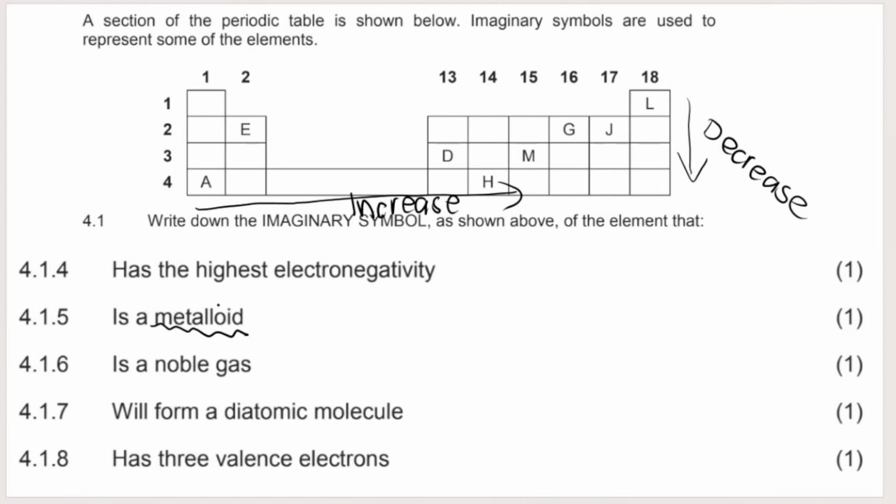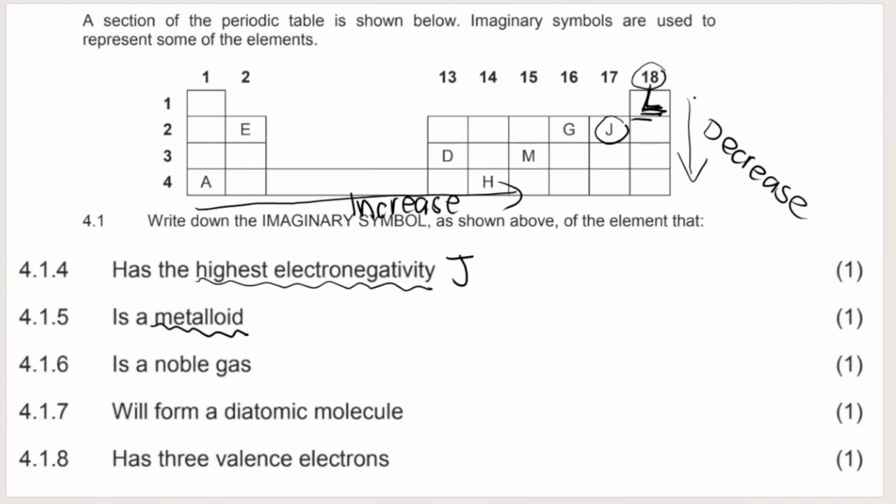So taking those trends into consideration, the imaginary symbol that will have the highest electronegativity would be J. And you might think, but ma'am, why not L? Because we said as we go to the right, it increases, and as we go down, it decreases. So wouldn't L have the highest electronegativity? Go look on your periodic table and tell me if noble gases have any electronegativity values associated with them.